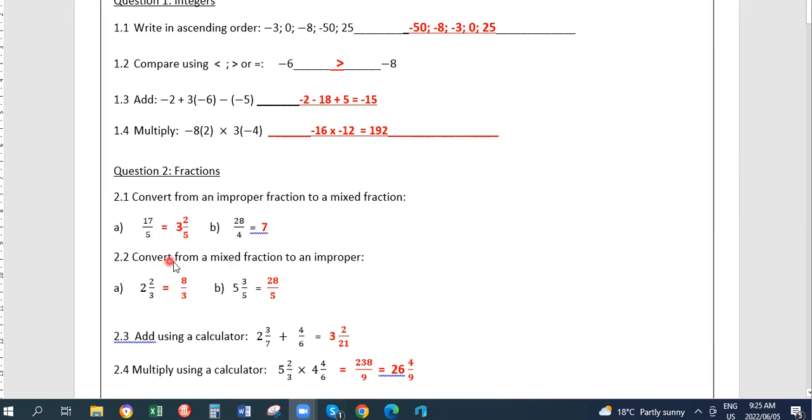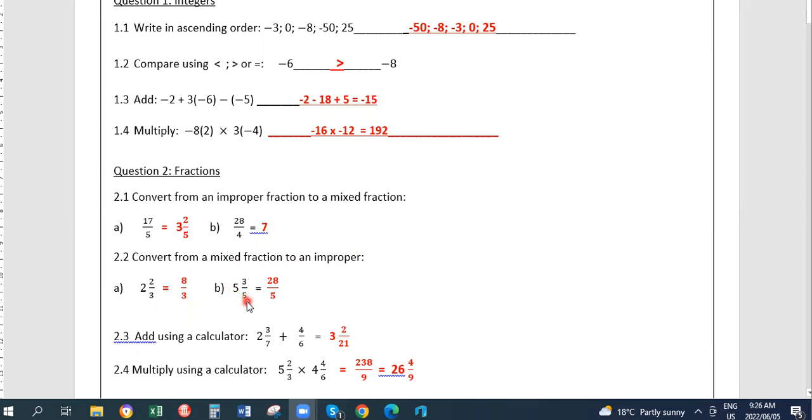Now, when you're converting from a mixed fraction to an improper fraction, remember, mixed fraction means a whole number and a fraction. To get that as an improper fraction, we work in reverse. It's 2 times 3, which is 6, plus 2, that's 8 over 3. So you're multiplying the whole number here times the base. 2 times 3 is 6. 6 plus 2 is 8 over 3.